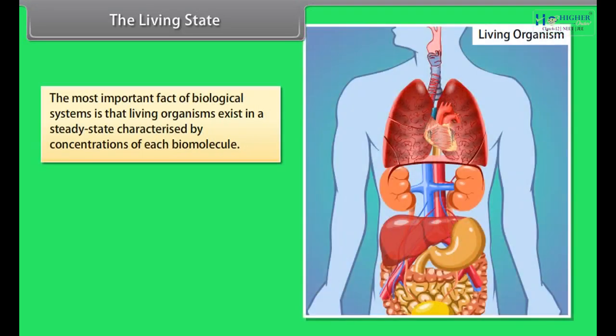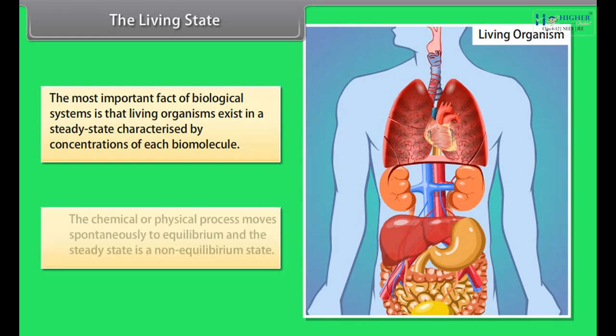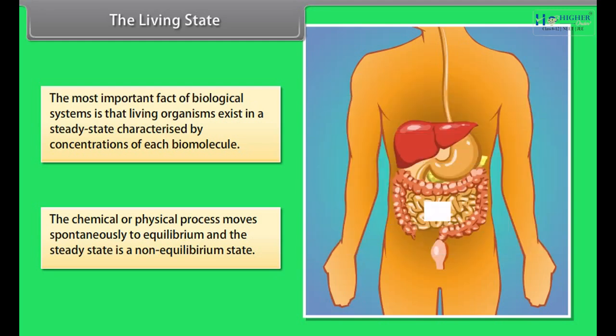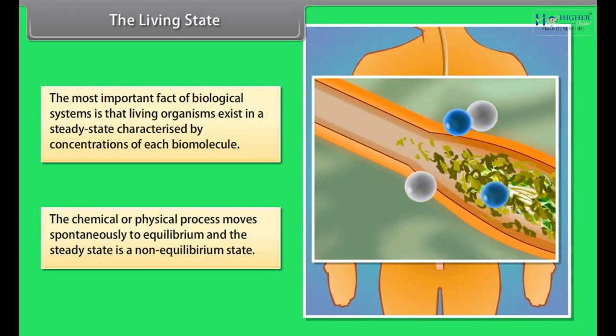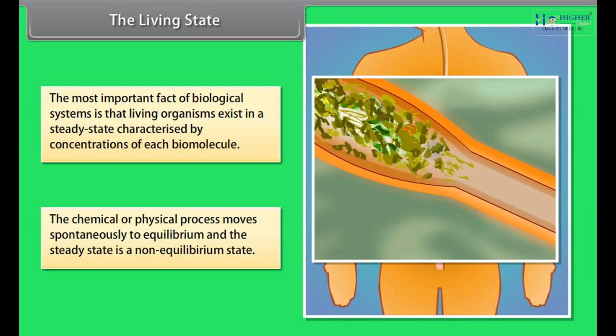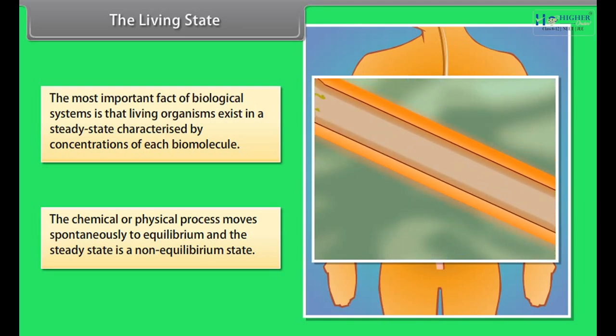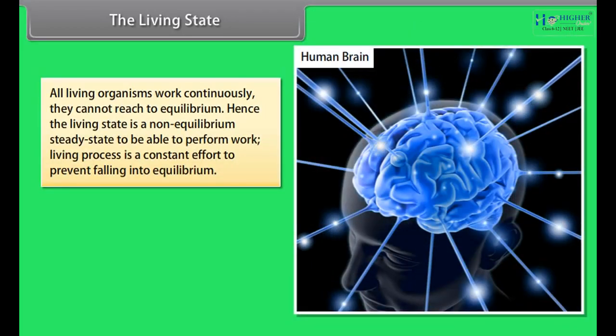The living state. The most important fact of biological systems is that living organisms exist in a steady state characterized by concentrations of each biomolecule. A chemical or physical process moves spontaneously to equilibrium, and the steady state is the non-equilibrium state. All living organisms work continuously. They cannot reach equilibrium, hence the living state is a non-equilibrium steady state.